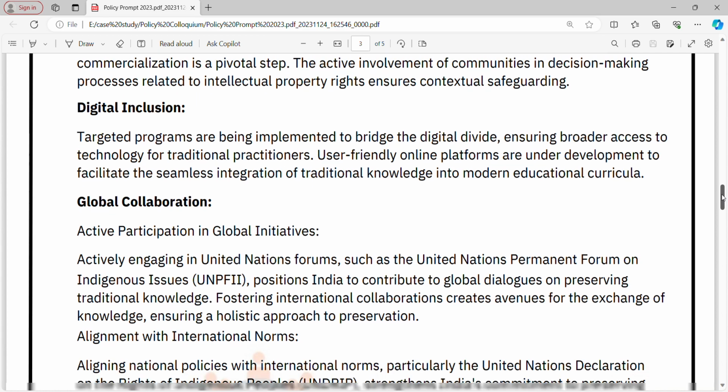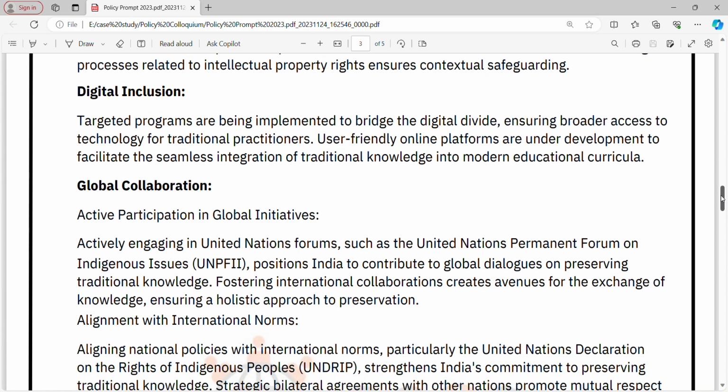So next, speaking of digital inclusion, targeted programs are being implemented to bridge the digital divide, ensuring broader access to technology for traditional practitioners. User-friendly online platforms are under development to facilitate the seamless integration of traditional knowledge into modern educational curricula.